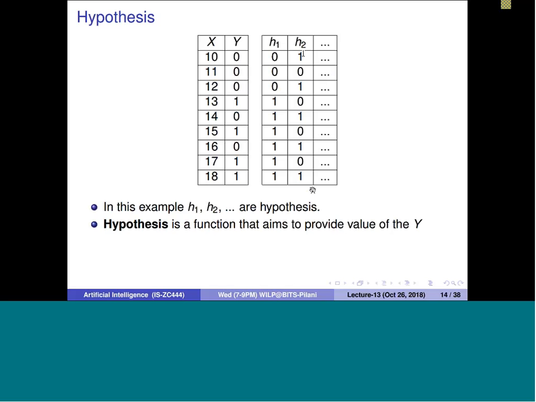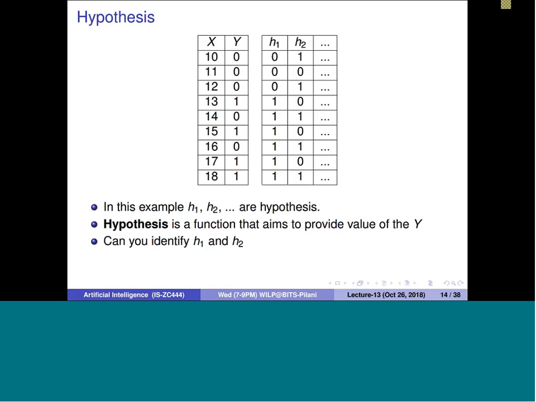Similarly, what is h2? h2 is the even-number test. If it is an even number, then it is 1; odd number, it is 0. You see that a lot of functions are possible. So these are the functions. The hypothesis is a function that aims to provide the value of y. We have seen that this was the data given. I have two hypotheses, but multiple hypotheses are possible.